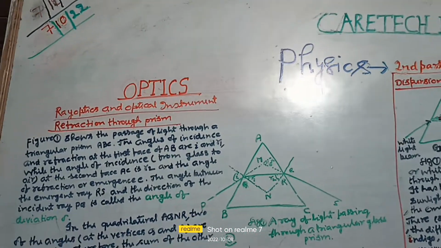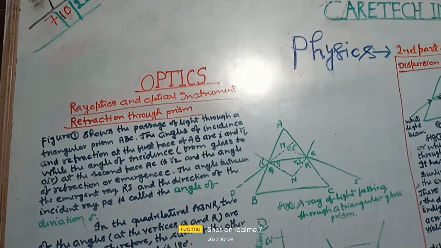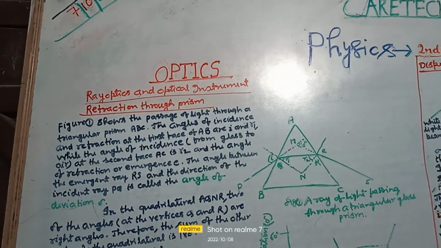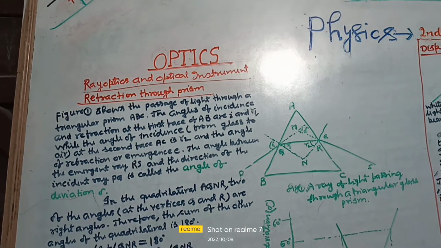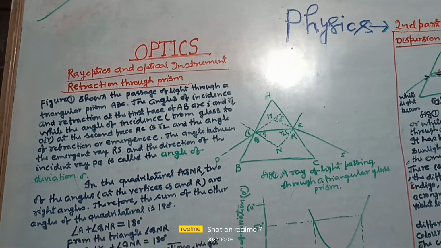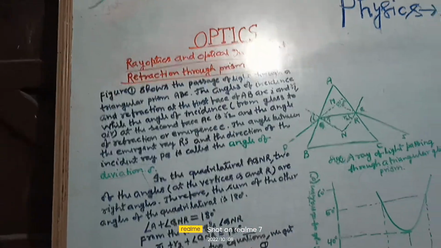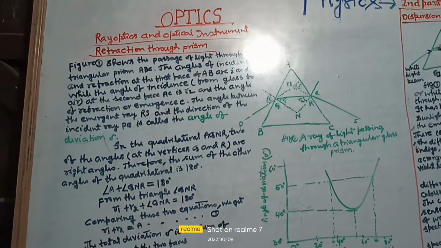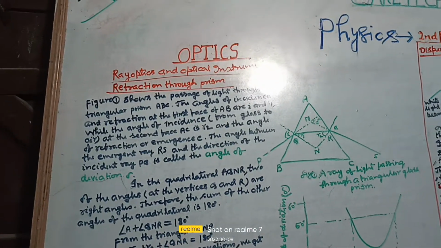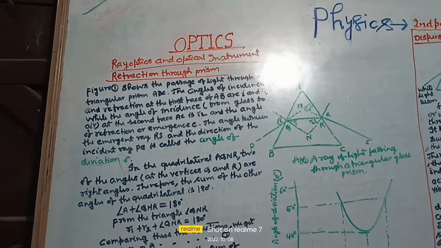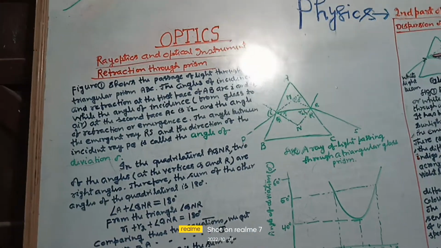Today we shall study about refraction through prism in ray optics and optical instruments. Figure 1 shows the passage of light through a triangular prism ABC.